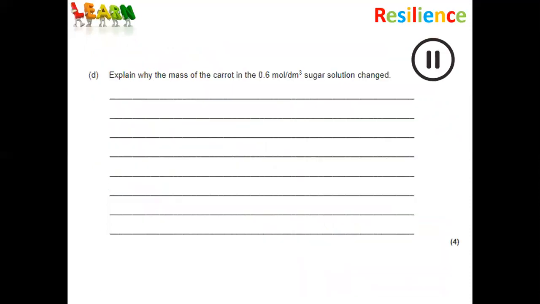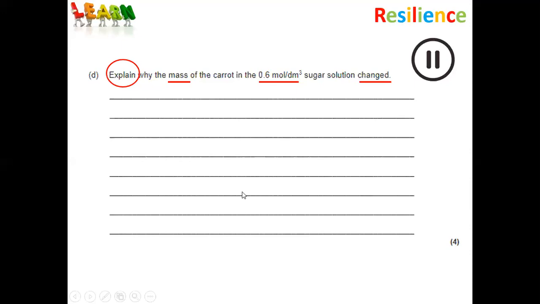We are going to look at this one, which is the end of the second question, and it's all about that carrot practical that I showed you before. So the one with all the test tubes. This question wants you to explain why the mass of the carrot in the 0.6 mole per decimeter cubed sugar solution changed. So explain is our command word, and that means you've got to give some scientific reasons. And if we just highlight the key information in the question, it wants us to talk about why the mass of the carrot in the 0.6 molar per decimeter cubed solution has changed.